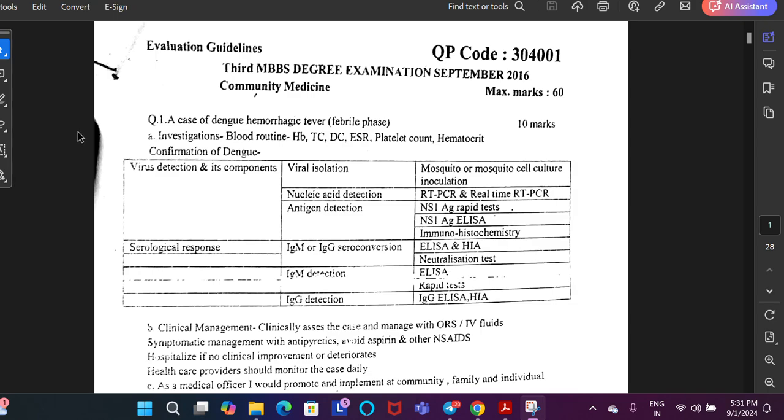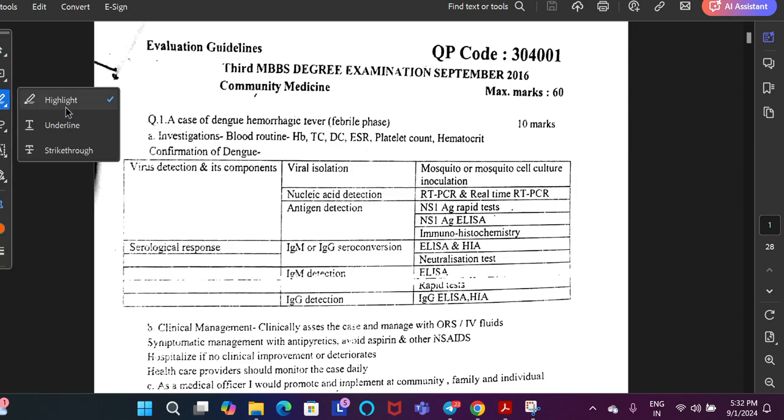Essay, 10 marker question. Asha, a 6 years old child, is brought to the primary health center with fever for 3 days and the tourniquet test is positive, indicating the probable case of dengue. You should understand that tourniquet test is done for dengue. What investigation will you do? How will you manage? As a medical officer, what actions will you take to control the disease in the community? A case of dengue hemorrhagic fever.